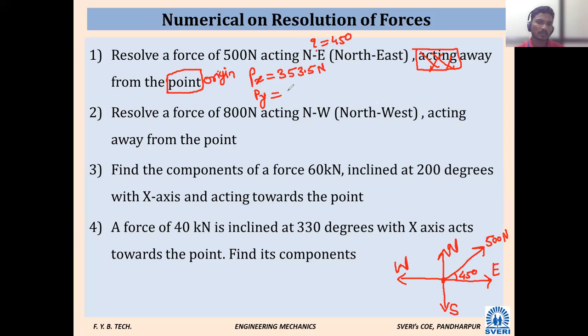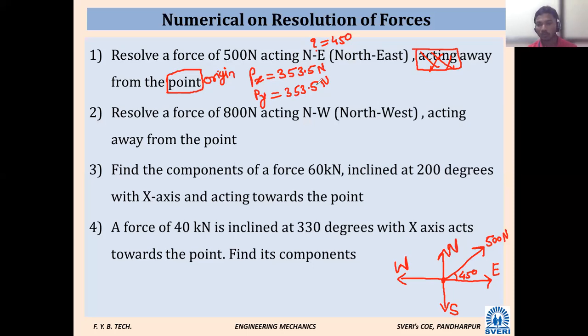The y component will be the same. Both will be the same because the sine value of 45 and the cos value of 45 are the same. So actually it is not a lengthy problem. It is a very simple problem. Both values will be the same.